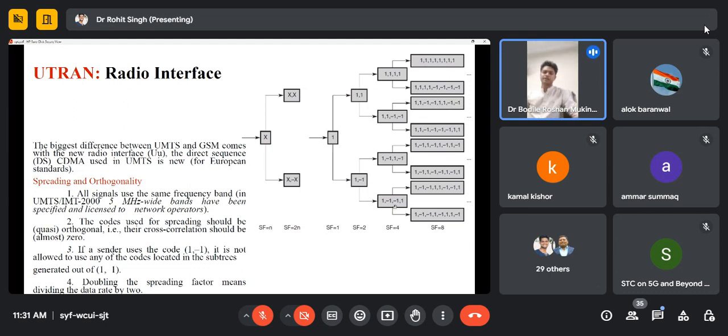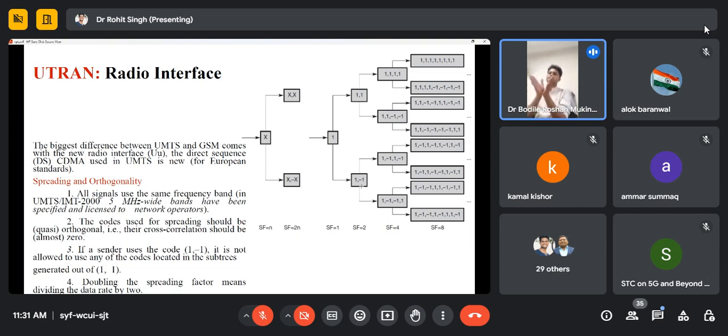So if a user is assigned 1 comma minus 1, that means it can sustain a data rate of, let's say, R megabits per second. And if another user is assigned the code 1 minus 1 1 minus 1 of length 4, the data rate will be R by 2 megabits per second. So if one user wants a data rate that is double, you need to cut the tree here only.